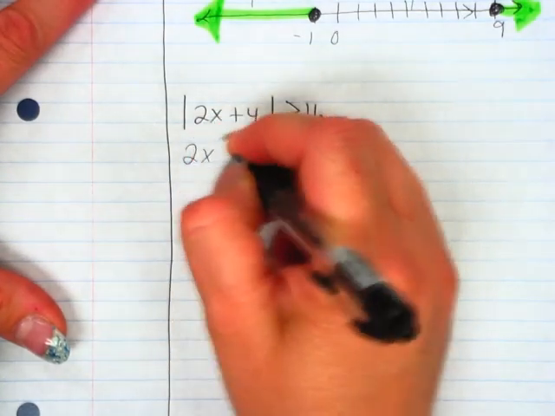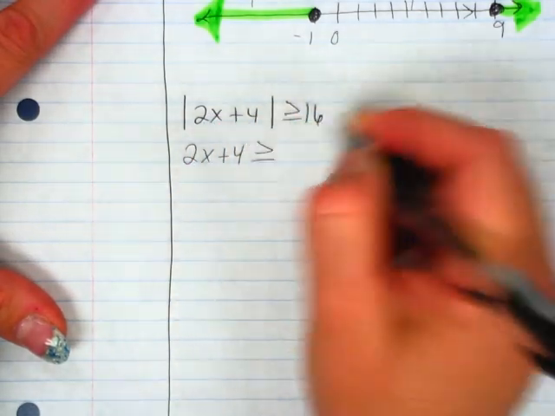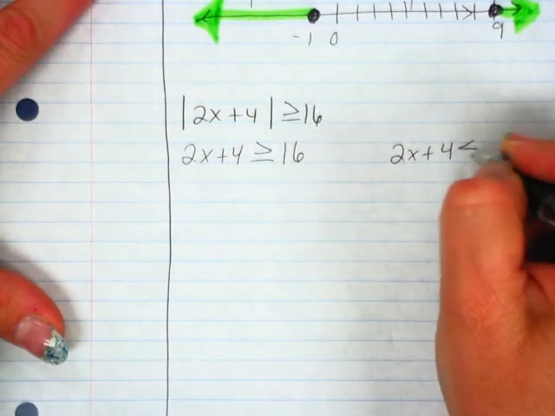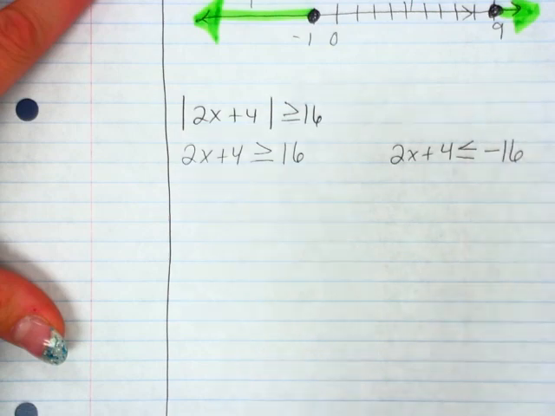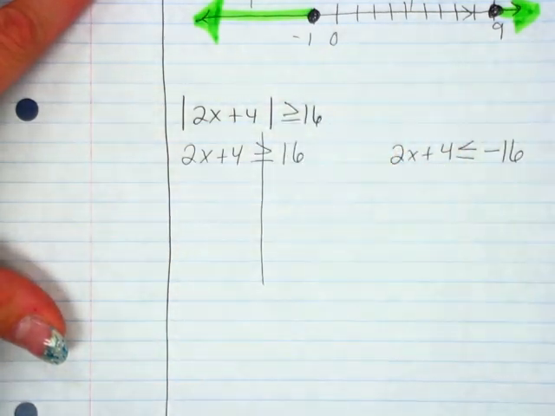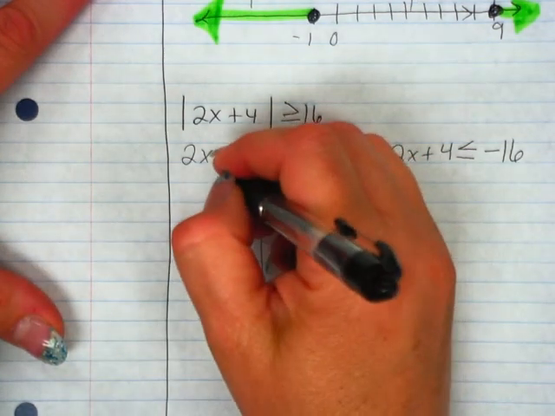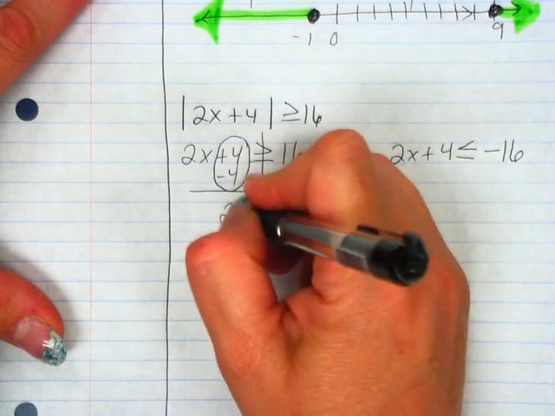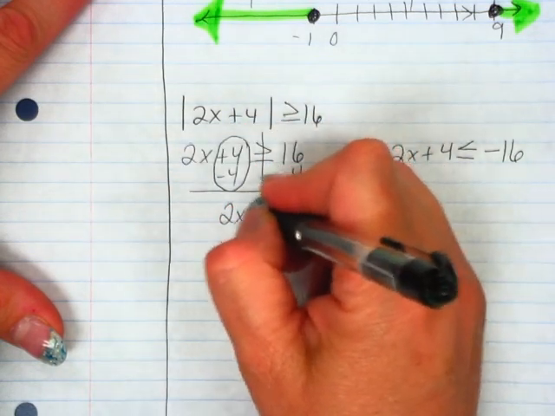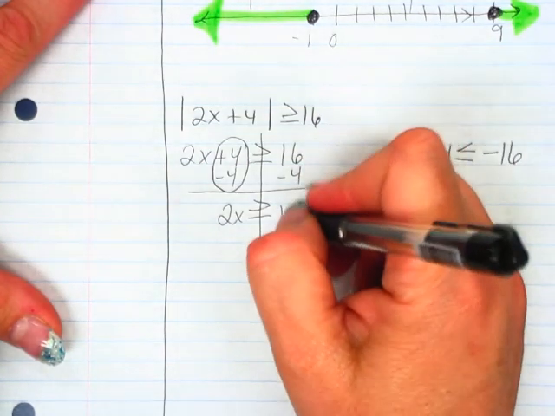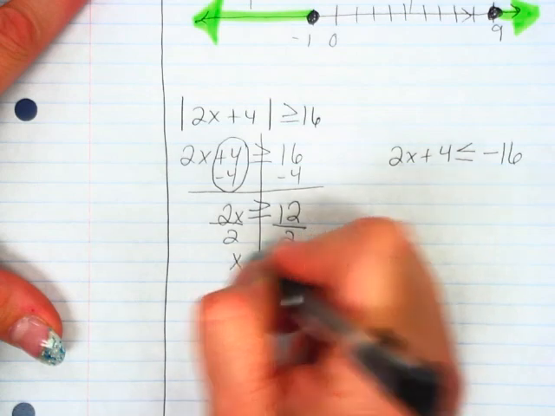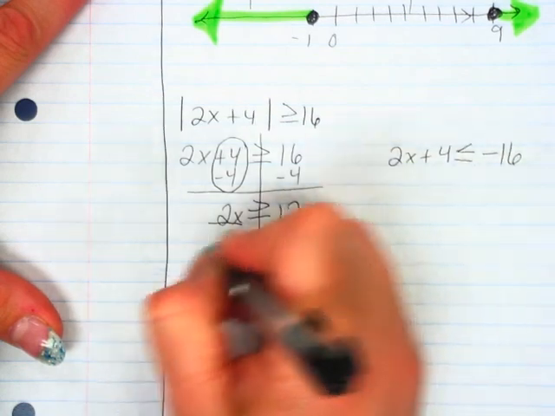Rewrite without the absolute value. Switch the inequality. Make it negative. Opposite operations, it's adding 4. We always do addition and subtraction first. We're going to subtract 4 from both sides. This equals the 0, and we're left with 2x on this side is greater than or equal to 12. Opposite operation says divide by 2. X is greater than or equal to 6.